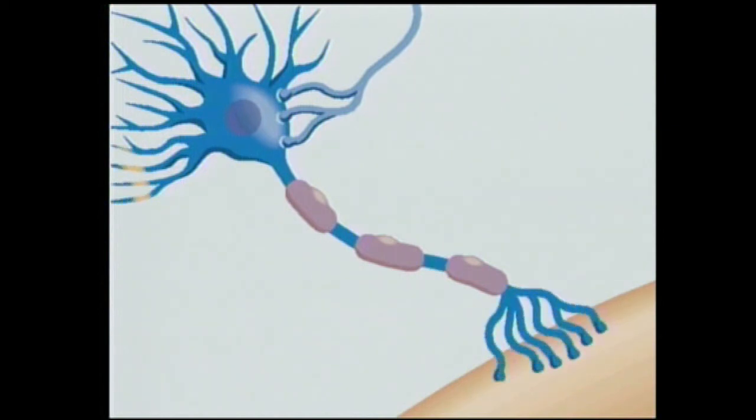The nervous system carries signals through the body in the form of nerve impulses. A nerve impulse is a wave of chemical and electrical change that moves along the membrane of the nerve cell. Between impulses, the membrane is in its resting state.